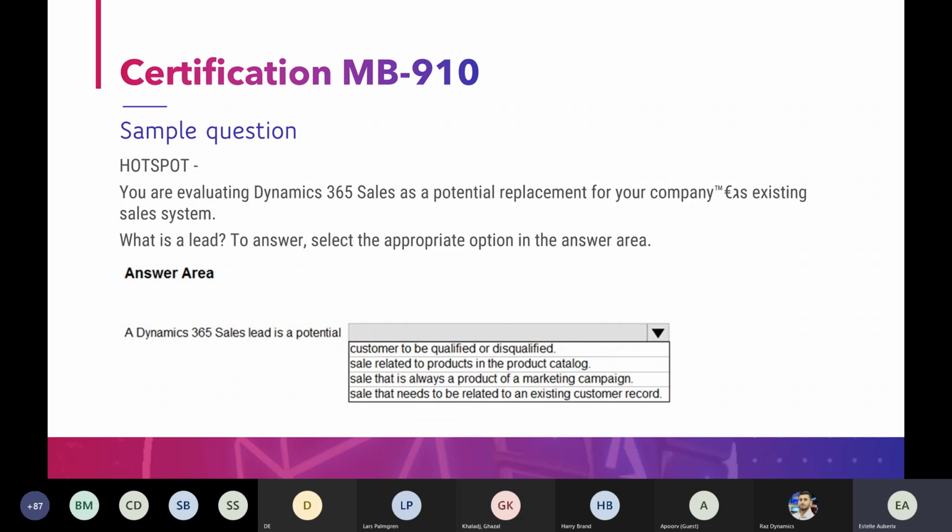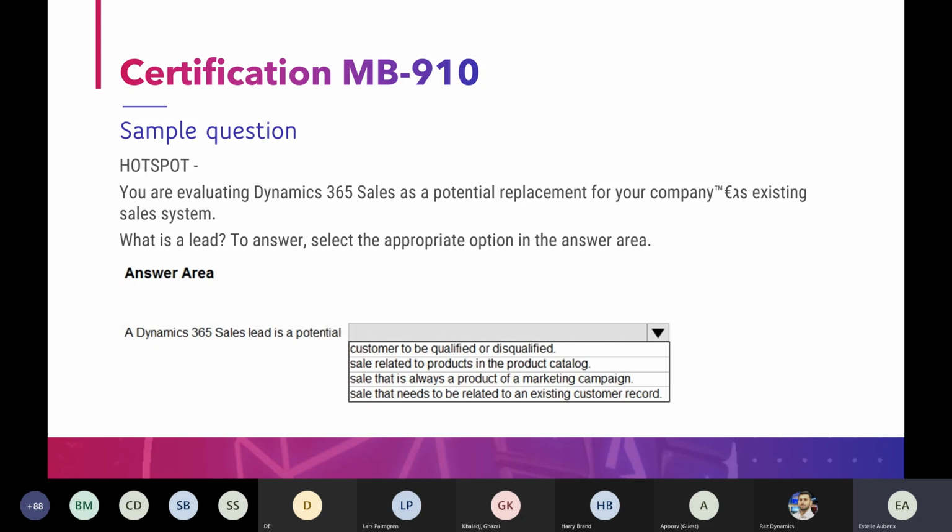It's a select question. So you have to evaluate Dynamics 365 as a potential replacement for your company. So what is the lead? To answer, select the appropriate option. Sometimes you can select several options, and other times you can select only one option, or two or three options. So if you're not sure, begin by eliminating the answers that you're sure are wrong, and then think about the rest of the answers that you have.